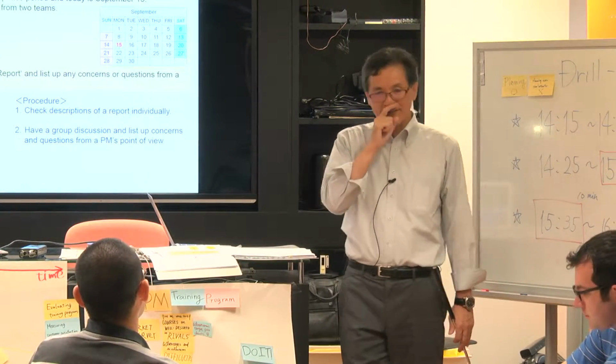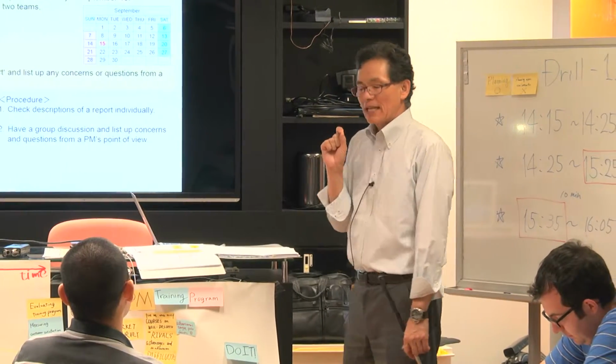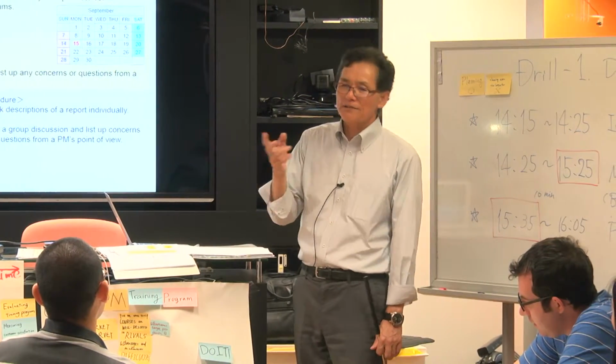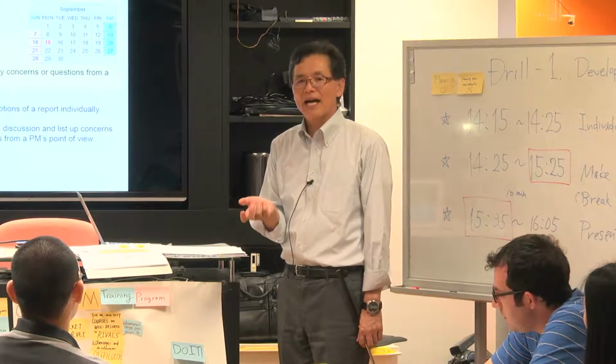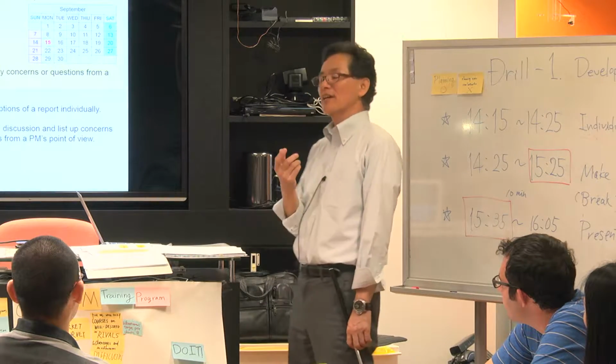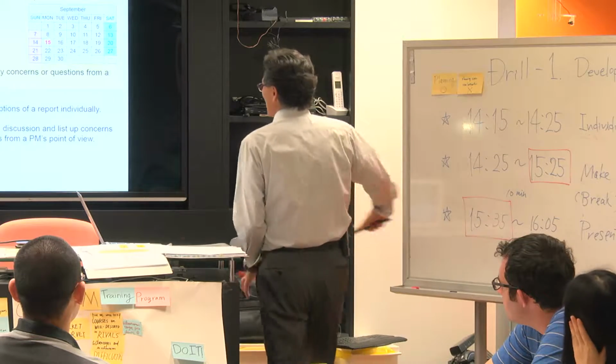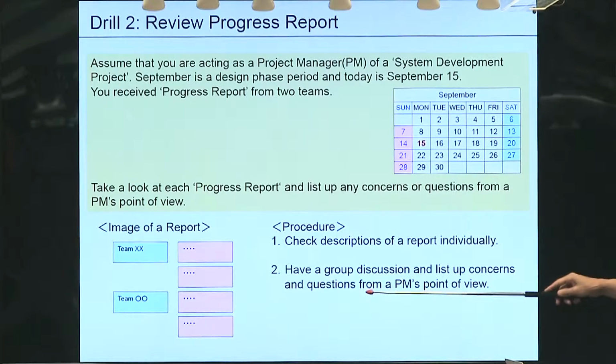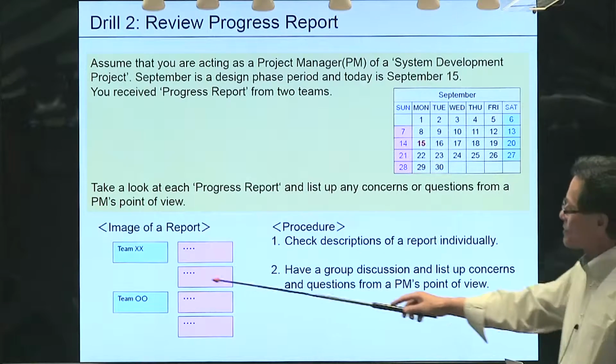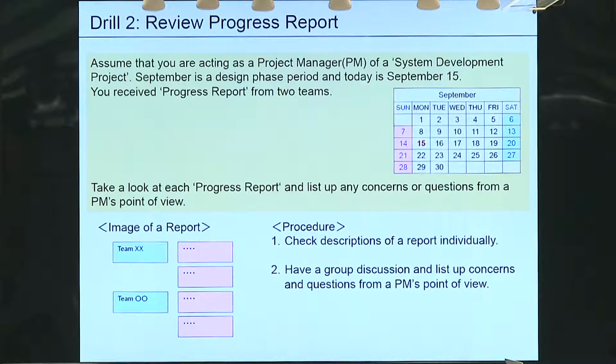We already discussed value reports. I finished almost done. I believe it was done, something like that. And you can come up with some questions to confirm what this means as a project manager. So there are 2 teams. So your task is list up any concerns or questions from PM point of view.